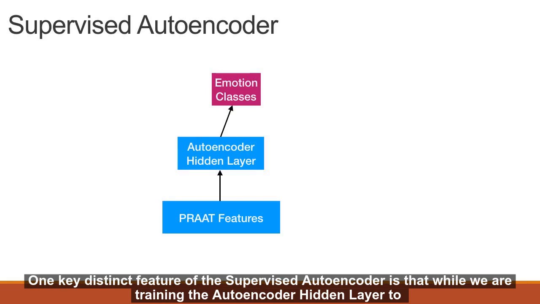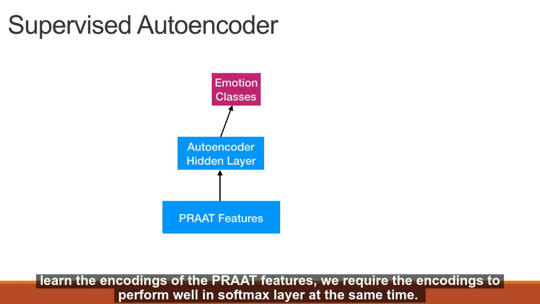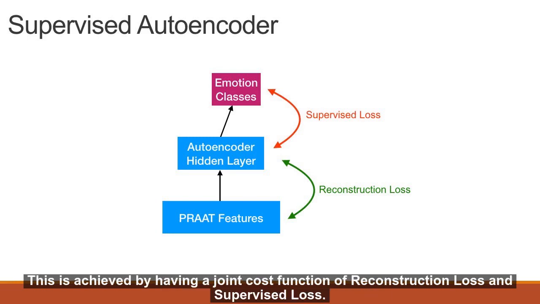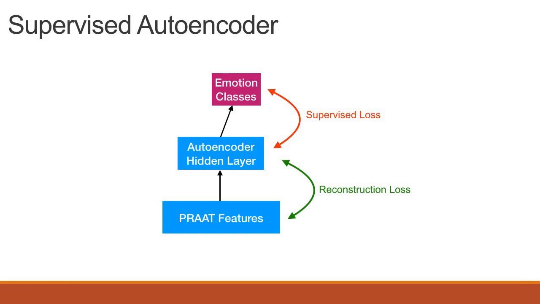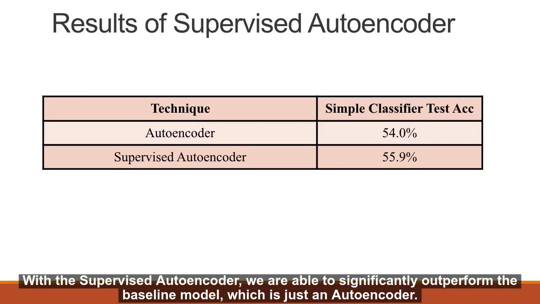One key distinct feature of the Supervised autoencoder is that while we are training the autoencoder hidden layer to learn the encodings of the BREATH features, we require the encodings to perform well in the softmax layer at the same time. This is achieved by having a joint cost function of reconstruction loss and supervised loss. With the Supervised autoencoder, we are able to significantly outperform the baseline model, which is just an autoencoder.